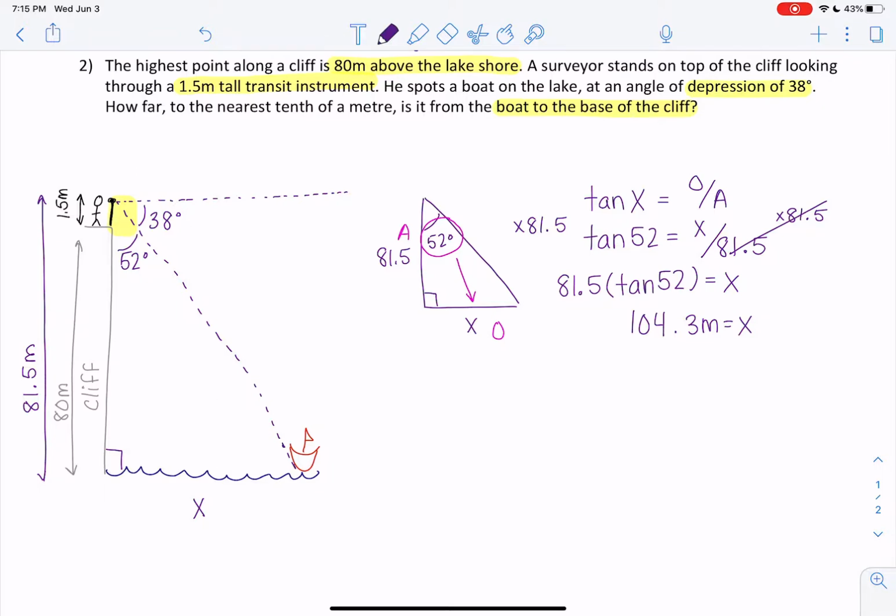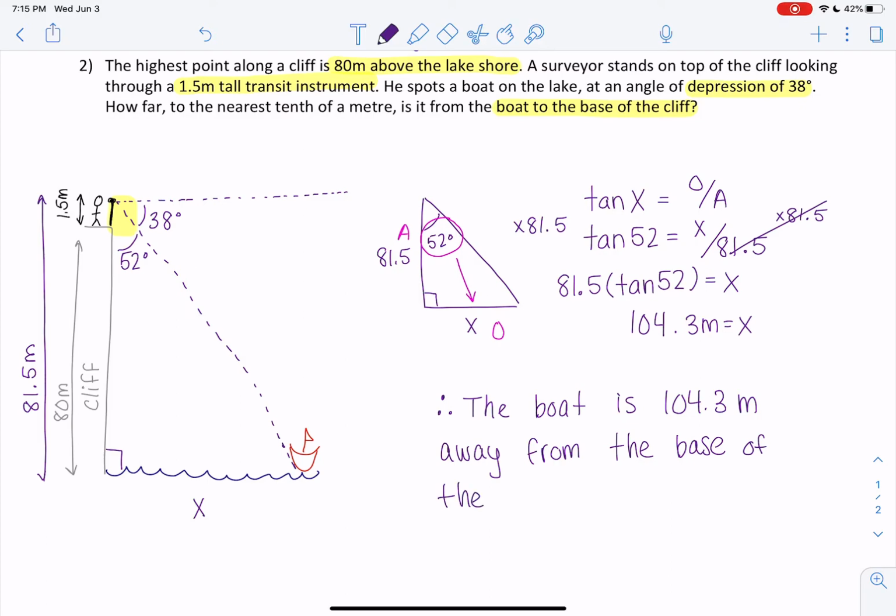So now we can write our therefore statement. Therefore, the boat is 104.3 meters away from the base of the cliff. And that is our final answer.